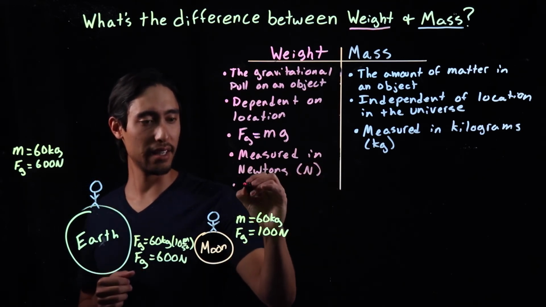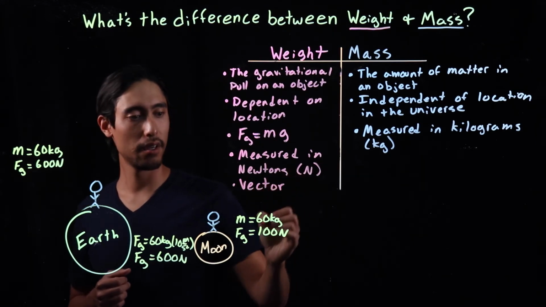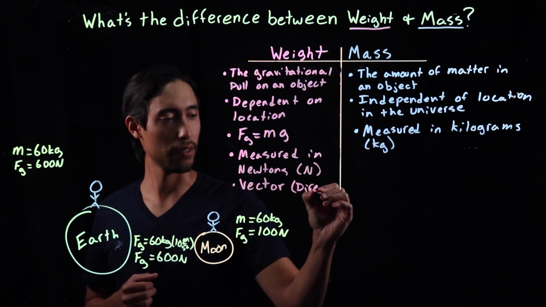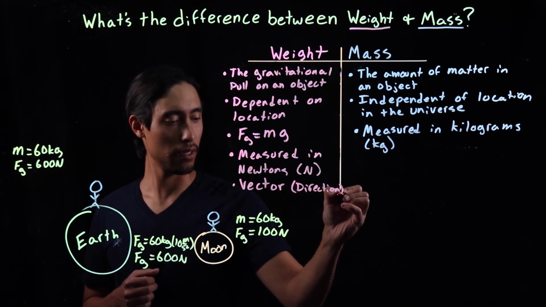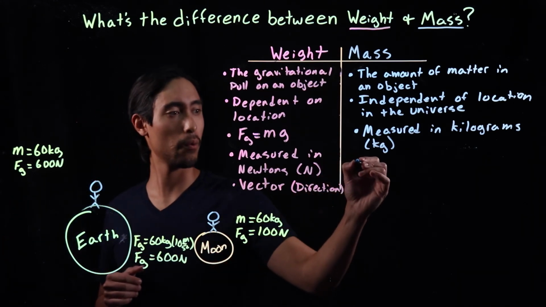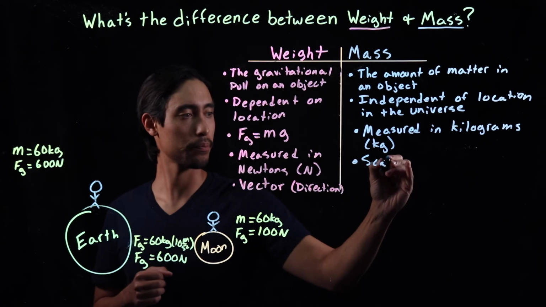And lastly, weight is a vector because we know gravity always pulls down. So down is a direction. And mass has no direction associated with it. And if you recall, we call these types of quantities scalars.